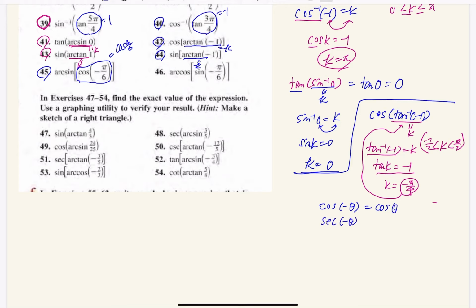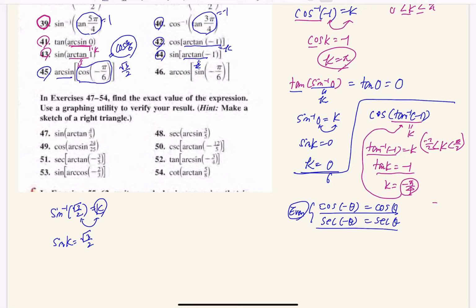Secant negative theta is equal to secant theta. Out of the six trigonometric functions, only these two functions, cosine and secant, are even functions. So we can just find the value of cosine pi over 6, which is square root of 3 over 2. So it's like finding arcsine of square root of 3 over 2, which equals k. Switch x and y. So sine k is equal to square root of 3 over 2.